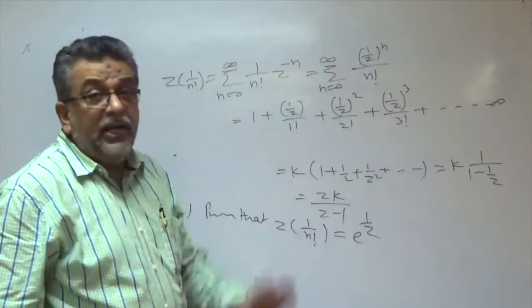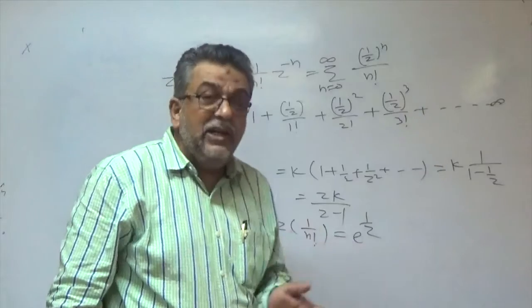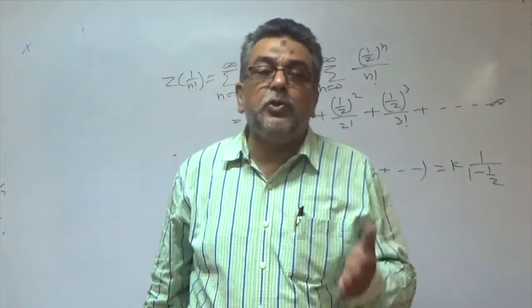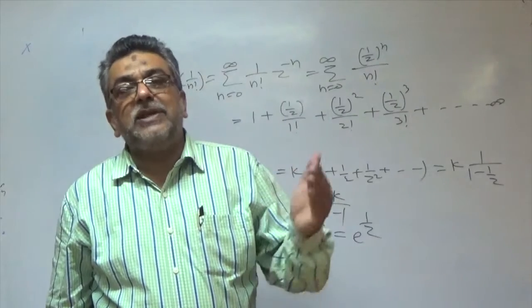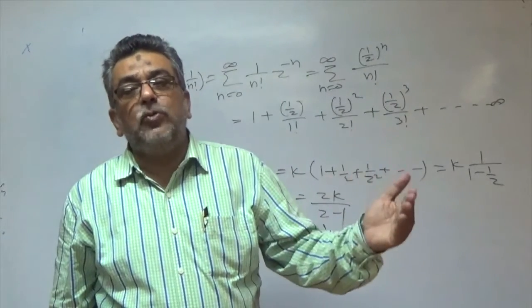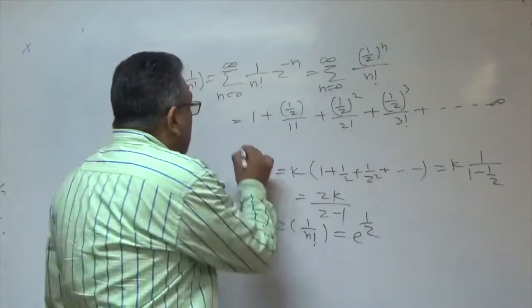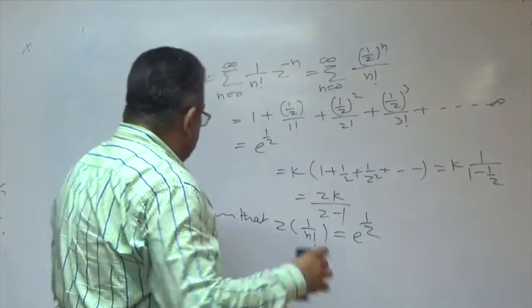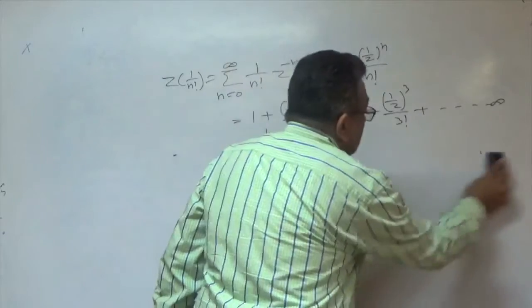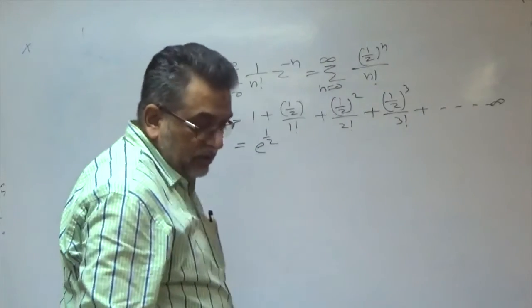If you see this series, I think this is directly the exponential series, because you know that e to power x equals 1 plus x by factorial 1 plus x square by factorial 2 plus x cube by factorial 3, and so on. So directly we can write it as e to power 1 upon z, and that is your required result. That is your answer to this question.